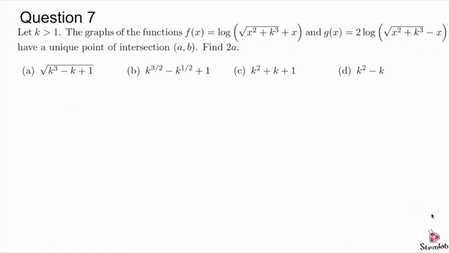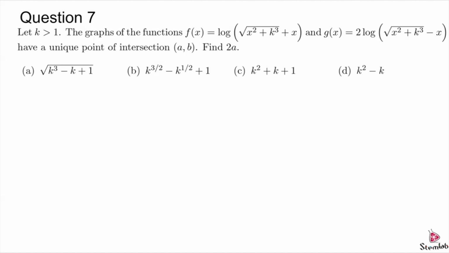Okay, diving into question 7. Question 7 asks, let k be greater than 1. The graphs of the functions f of x equals the log of the quantity square root of the quantity x squared plus k cubed, close quantity, plus x, and g of x equals 2 times the log of the square root of the quantity x squared plus k cubed, close quantity, minus x, have a unique point of intersection (a, b). Find 2a.